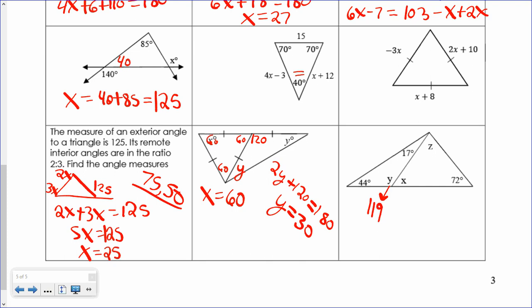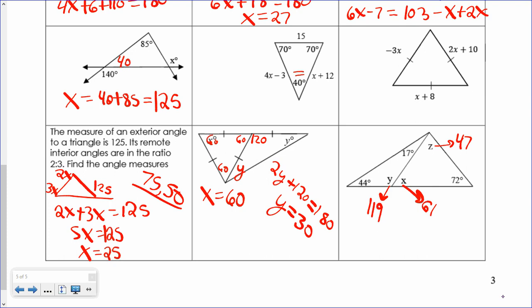What now? Linear pair. So x is equal to? 61. Alright. And then z? 47. You would use the 61 you just found, the 72, and use the triangle sum theorem.